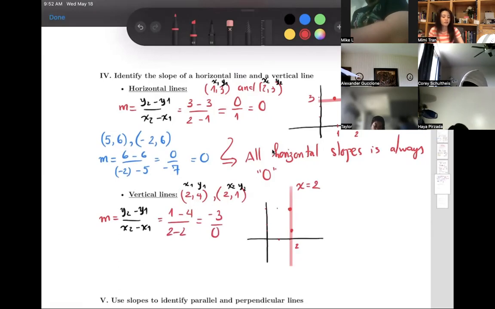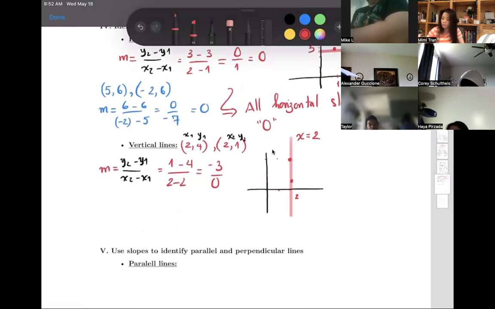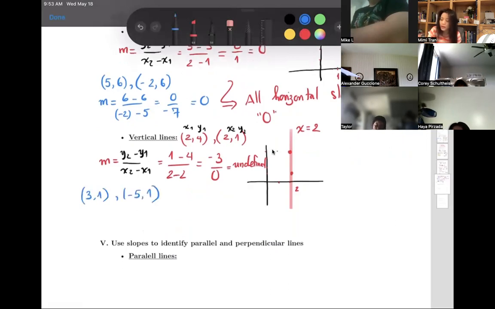Can I divide a number by 0? No. So what do we say? They're undefined. That's what your middle school teacher would say, right? So it's undefined. And if I give you another point, for example, 3, 1 and -5, 1, and the same, if you calculate the slope, it's going to be undefined again.